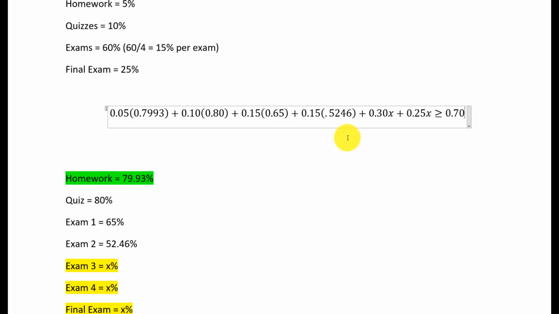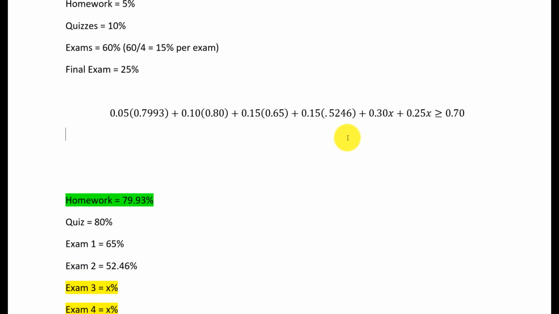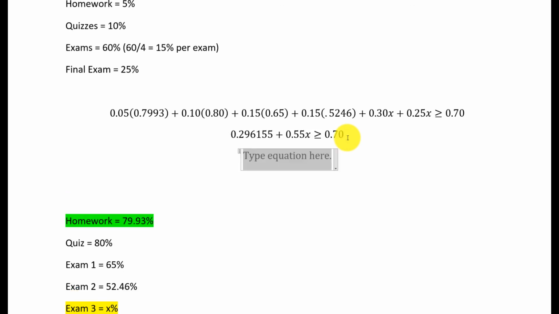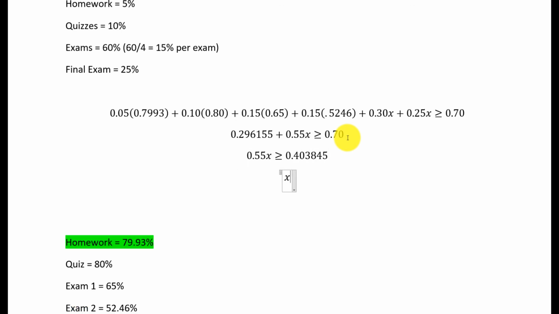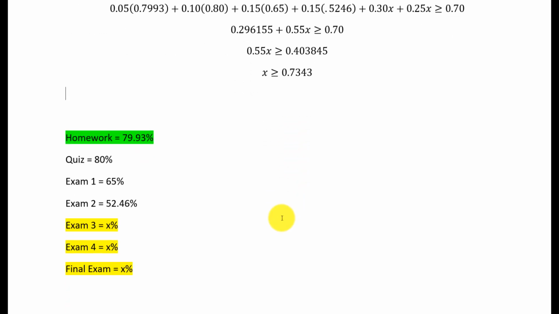And again, you would just do the same mathematics here. It's just that your exam bucket, you had to manually split that. So let's go ahead and compute this out. And this tells us that I would need to get a 73.43% average on the next 2 exams and the final exam.